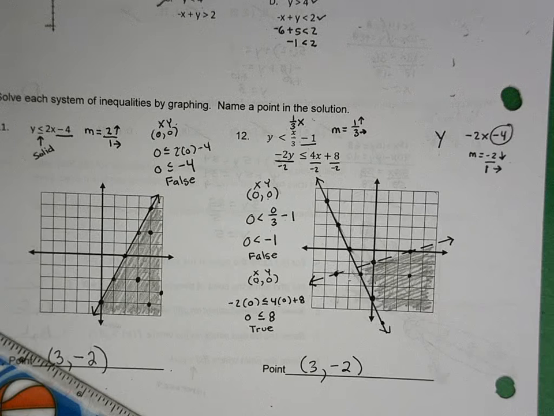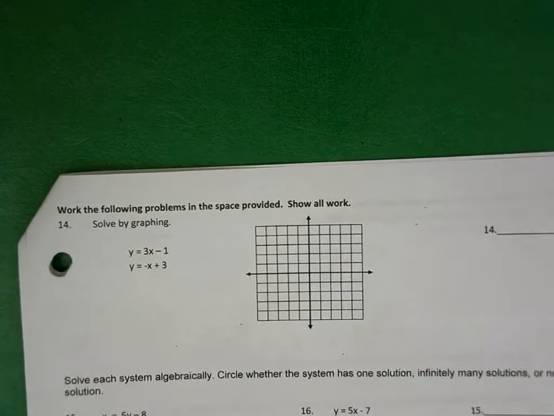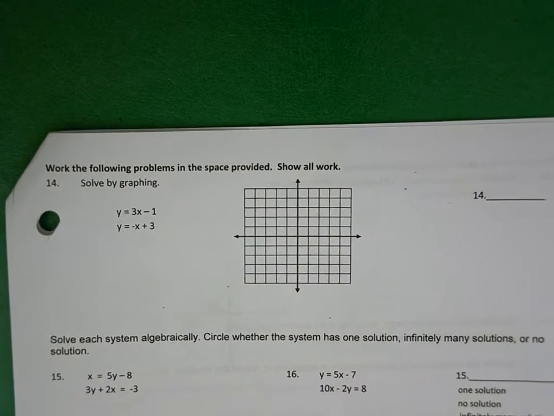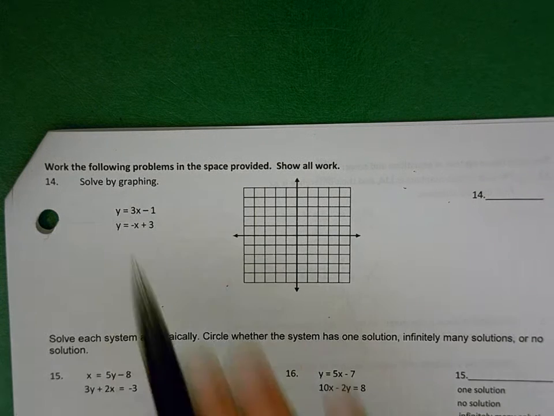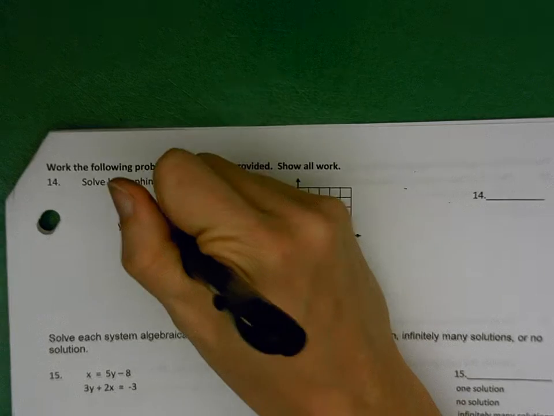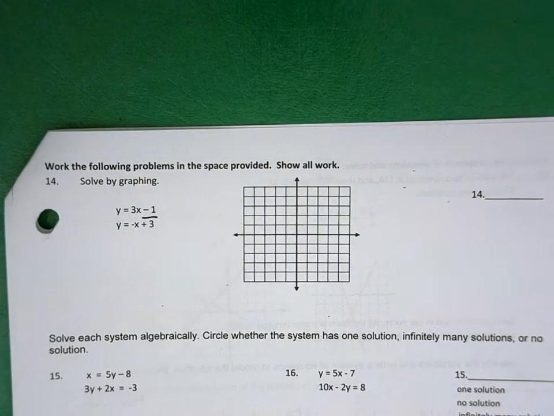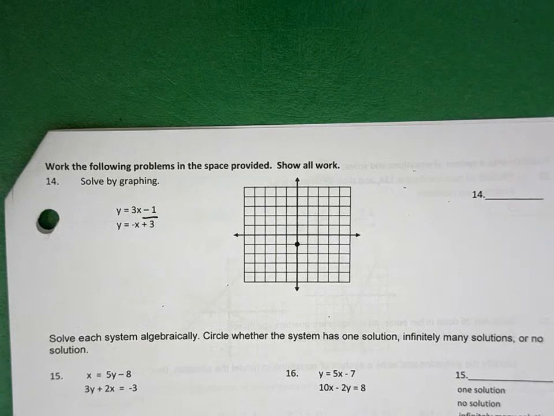So here we go. Moving on then. Number 14. We are asked to solve the following by graphing the following systems of equations. We have y equals 3x minus 1 and y equals -x plus 3. Okay, my b in this top one is -1. So I'm going to start here. My y-intercept at -1. B for beginning. I'm going to begin at -1.